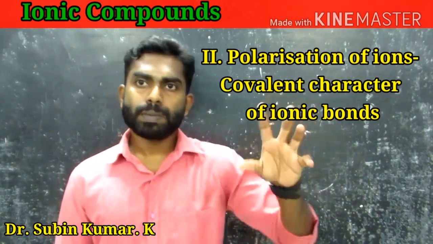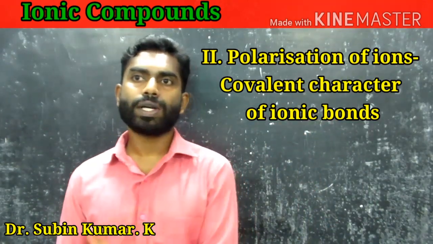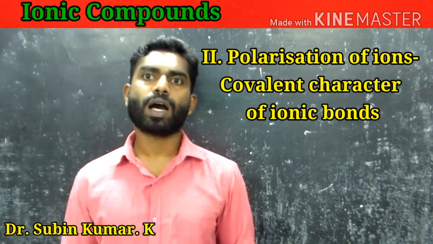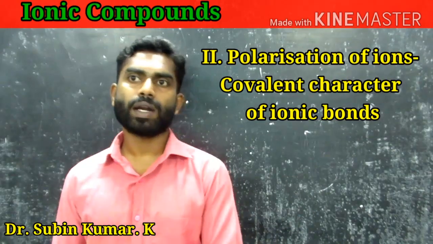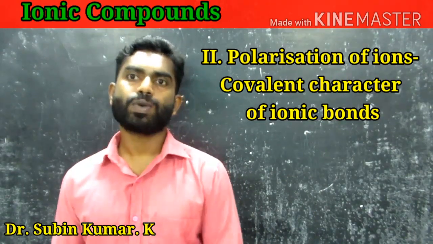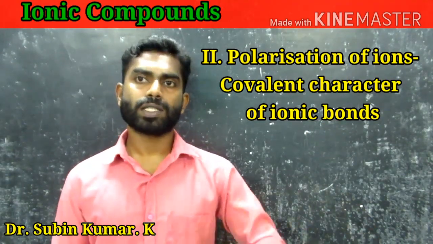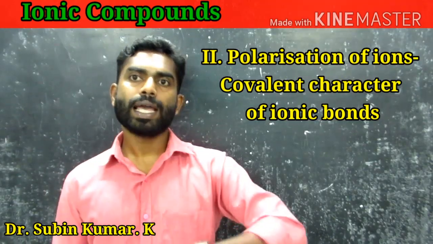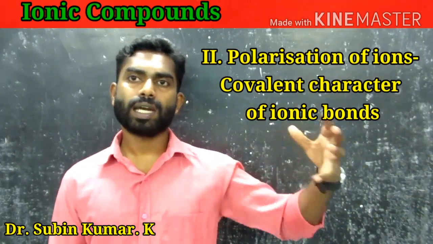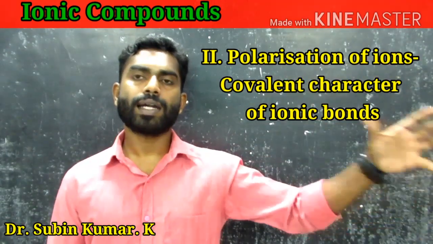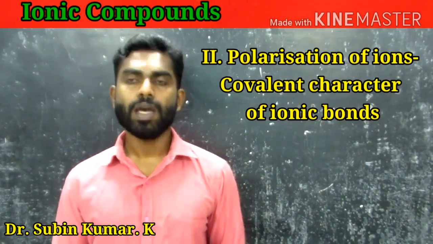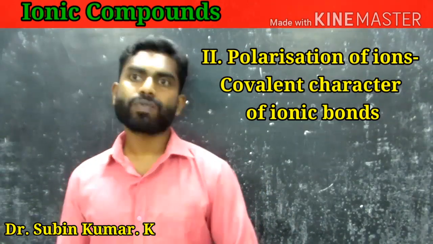The susceptibility of an anion to undergo distortion by a nearby cation is called polarizability. Polarizability is the tendency of the electron cloud of the anion to elongate towards the cation. Polarizability depends on the following factors.